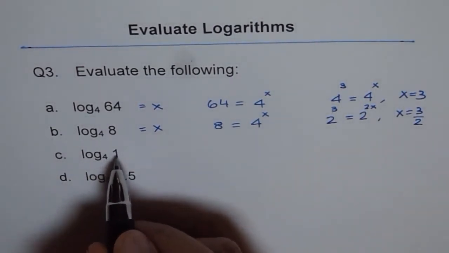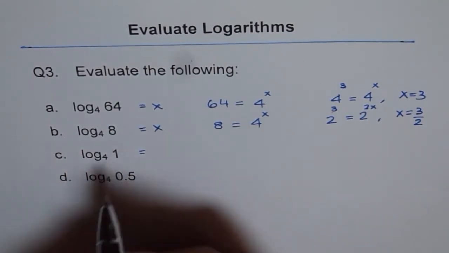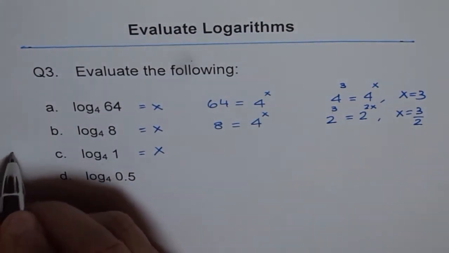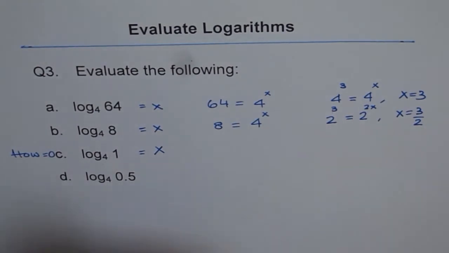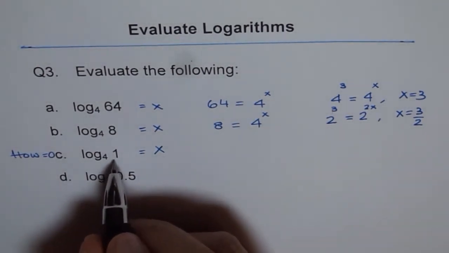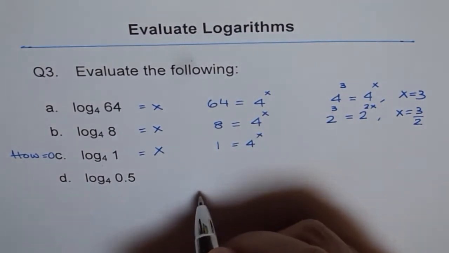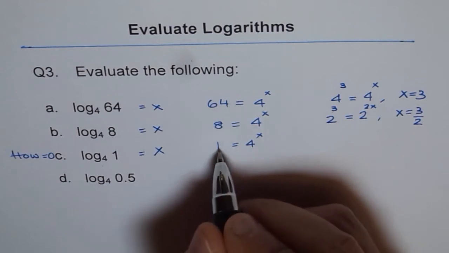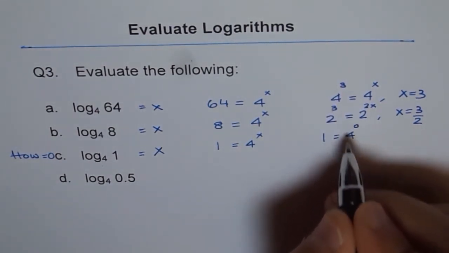Log to the base 4 of 1. We know log to any base of 1 is always 0, correct? But let us try to see how it is 0. So this could be written as 1 equals 4 to the power of x, correct? Now, 4 to the power of what should be 1? So 1 equals 4 to the power of 0.